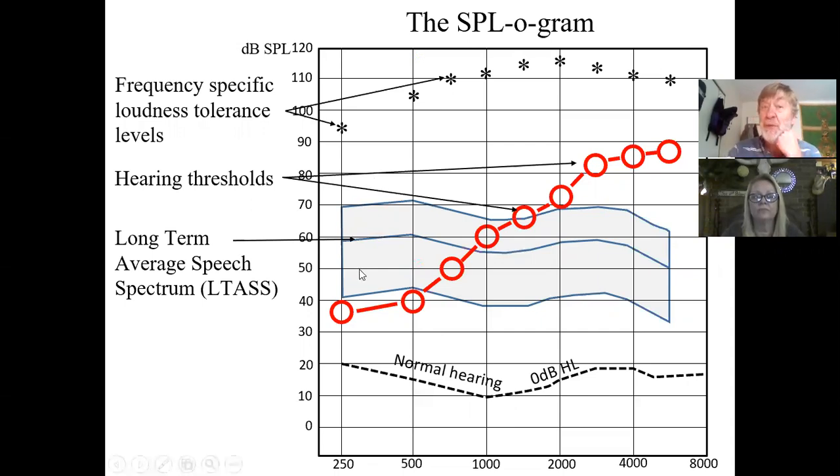The client is able to hear the low-frequency vowels. The client is not able to hear the high-frequency consonants. Those are below his hearing thresholds. What we need to do is lift these up where they belong. So you want to take this long-term average speech spectrum and literally lift it up. And that's what you're going to be showing clients with their hearing aids.